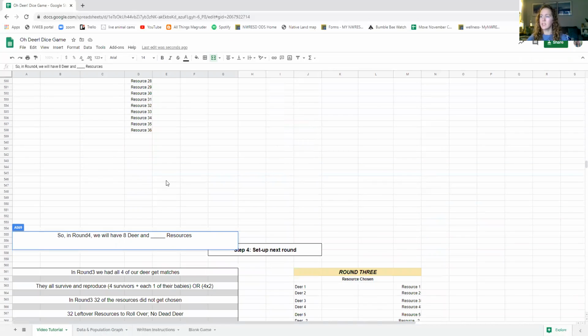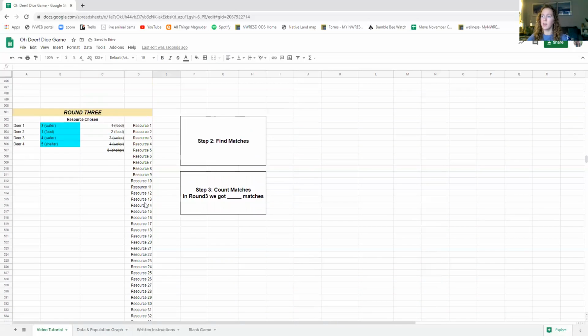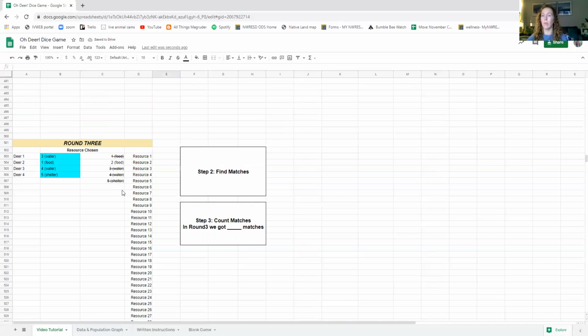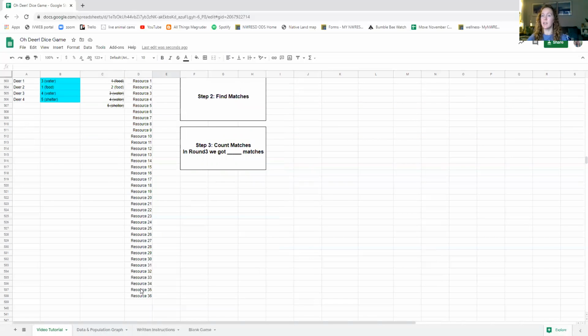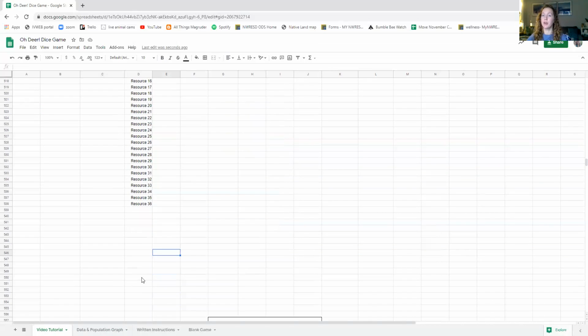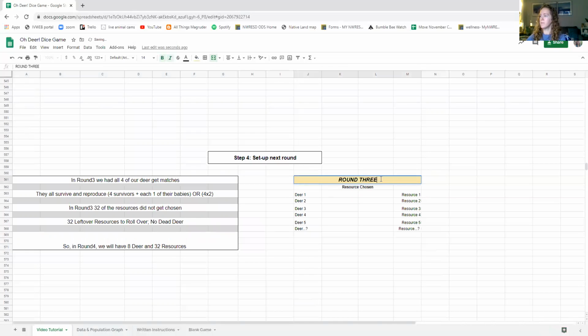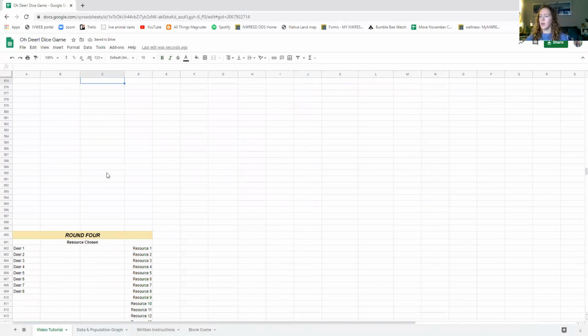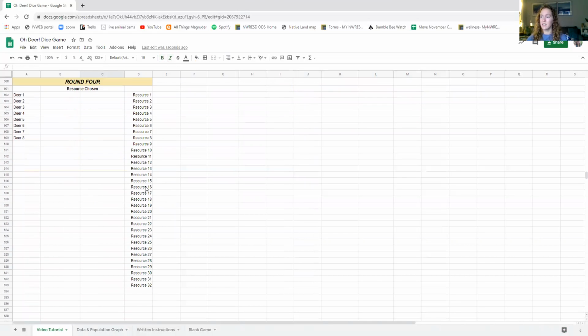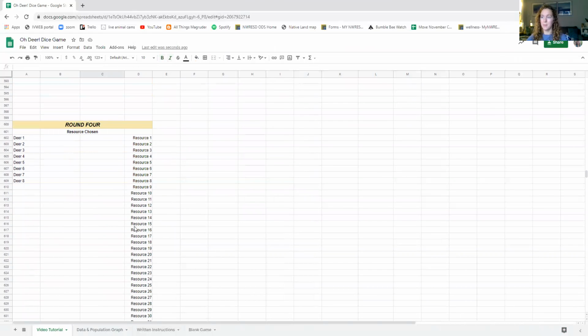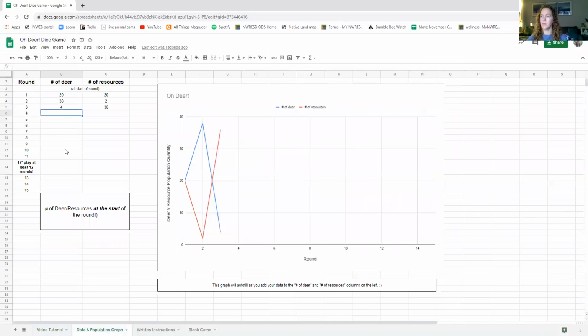And how many resources didn't get chosen? Let's see, we had 36 to begin with, and 1, 2, 3, 4 were chosen. That means we have 36 minus 4. We have 32 resources left over. Oops, this should be round 4. All right. So round 4, we have our 8 deer, and we have our 32 resources, right? Let's fill in our data and population. 8 deer and 32 resources.